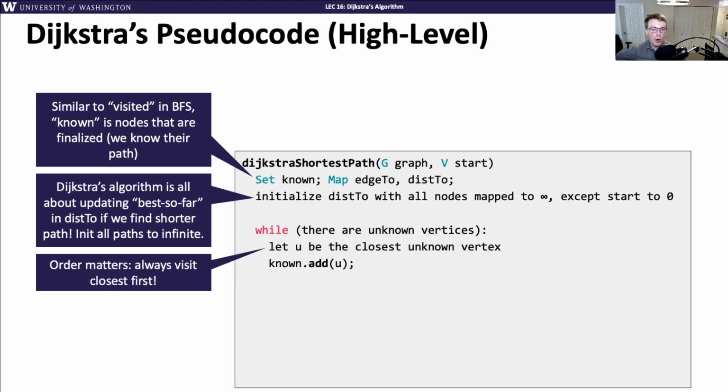And then how Dijkstra's works is it's a bunch of iterations. While there are vertices that are not in our known set, grab the closest one. So grab the vertex in that perimeter that has the shortest distance. And now we state we now know its distance. Add it to our known set. And importantly, order matters here. We always are going to visit the closest node first. So whenever you pull something from the perimeter, it has to be the node that has the shortest distance in that perimeter. That's going to play a key role in this algorithm.